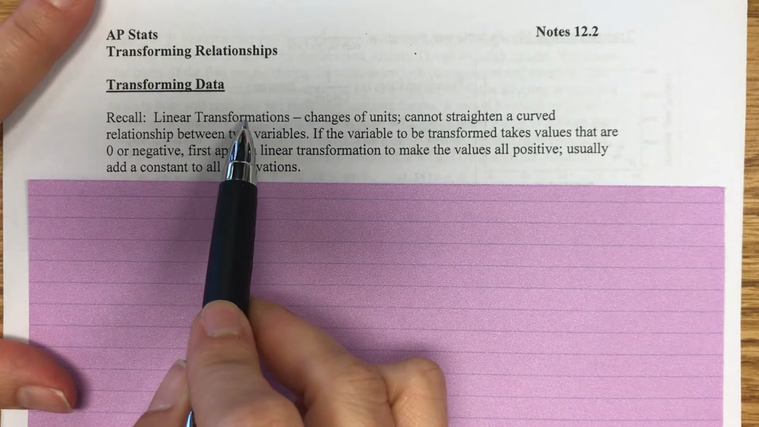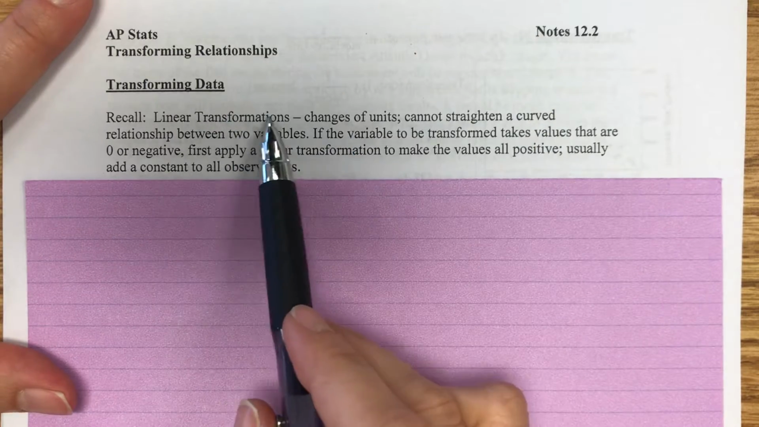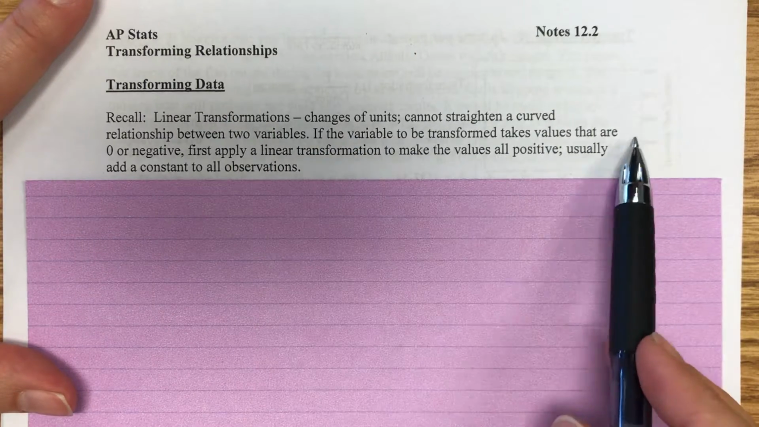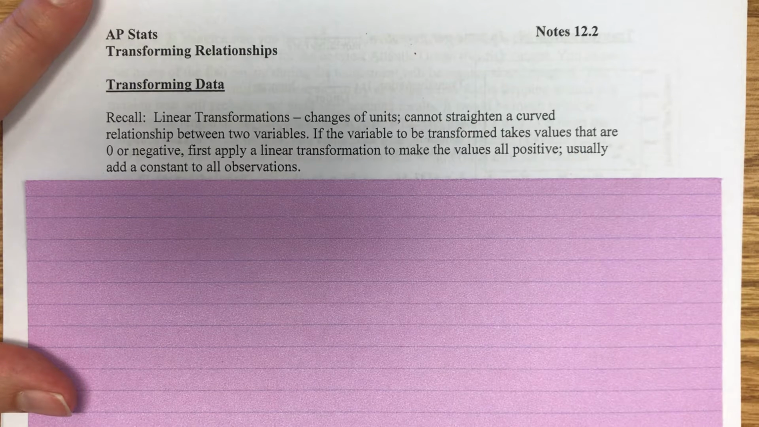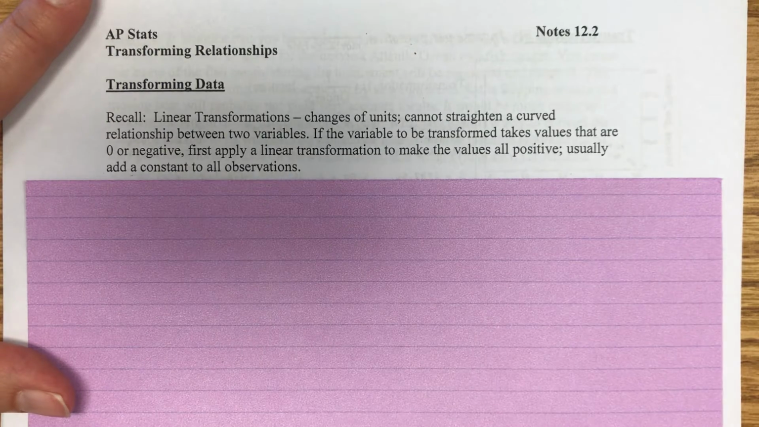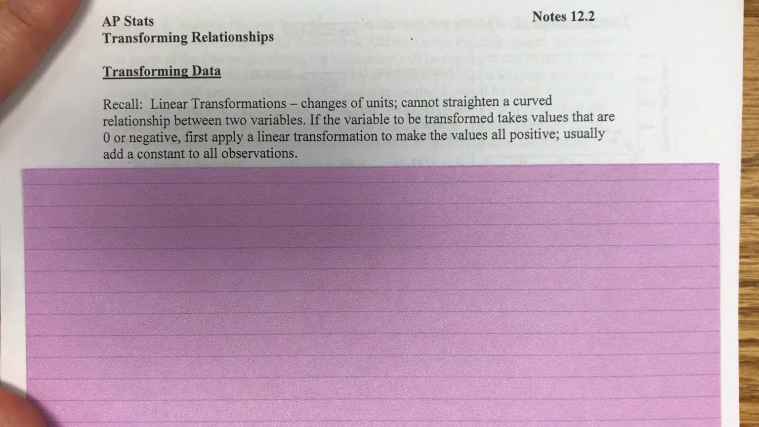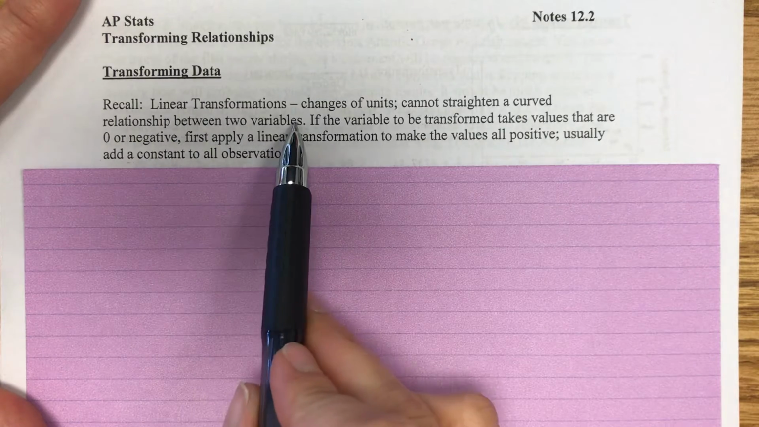So now what we're gonna do is talk about other kinds of transformations, right? Linear transformations is what I just described. If the variable to be transformed takes values that are 0 or negative, we first apply a linear transformation to make sure all the values are positive, right? We usually add a constant to all observations, okay? What we can't do is straighten a curved relationship between two variables.